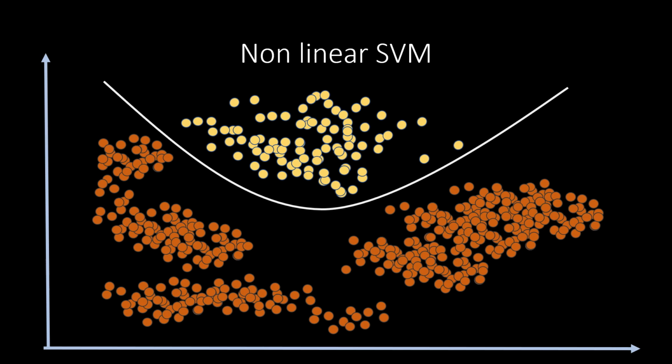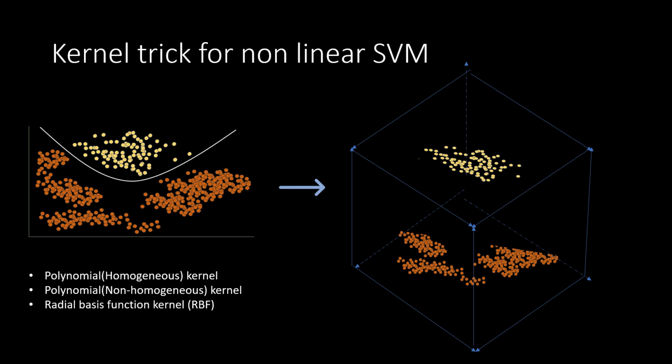For non-linear problems, we take help of the concept of the kernel trick, where we add an extra dimension using one of the kernel functions. This kernel function projects non-linear features to a new dimension in such a way that they become linear, and then SVM is able to find the optimized hyperplane. Some popular kernel functions are polynomial homogeneous kernel, polynomial non-homogeneous kernel, and radial basis function or RBF. Among them, RBF is the most common one.